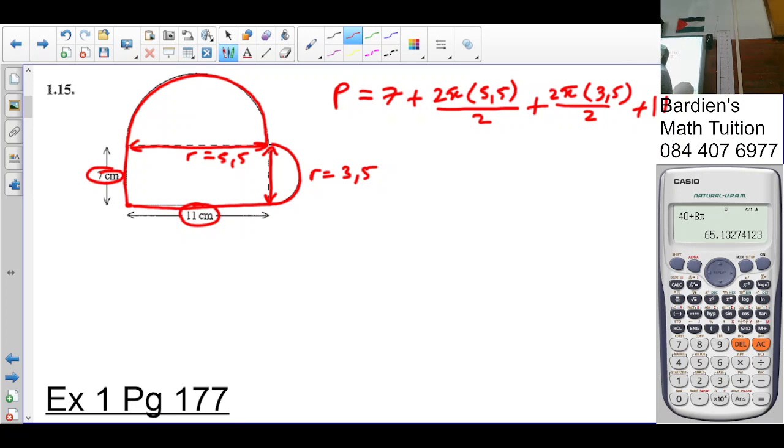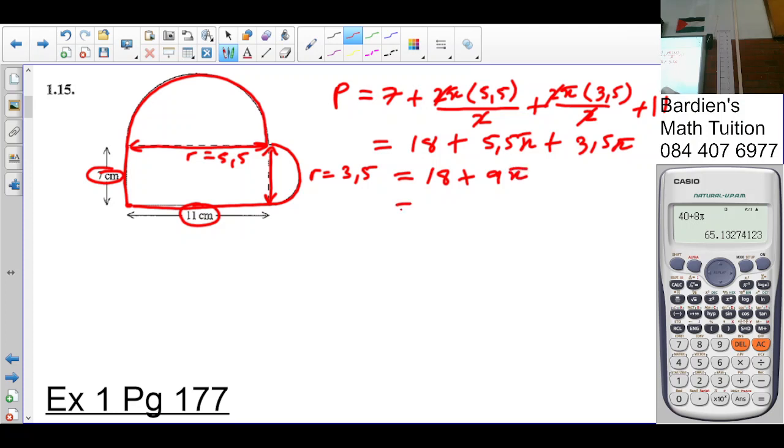You all understand? So that would be 7 plus 11 is 18 plus that cancels, so it's 5.5 pi plus that cancels is 3.5 pi, which is simply 18 plus 9 pi. So it's 18 plus 9 pi is 46.27 centimeters. And again, people, you could have put it from that point already into the calculator. You guys understand? Okay.